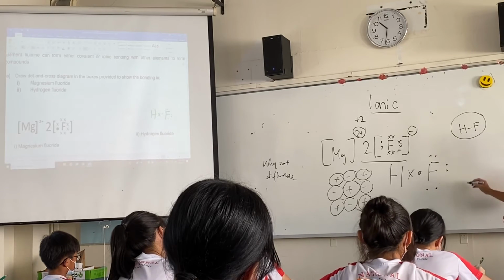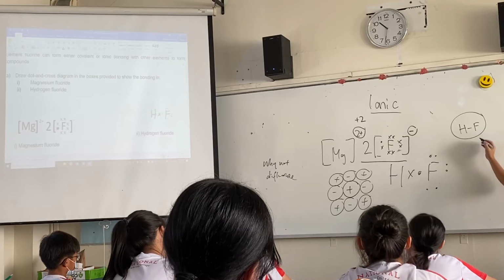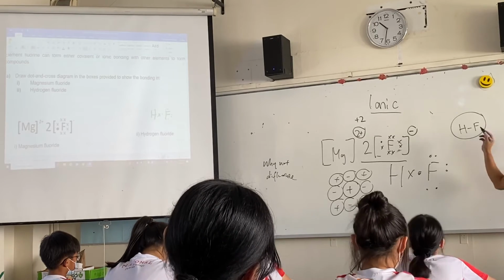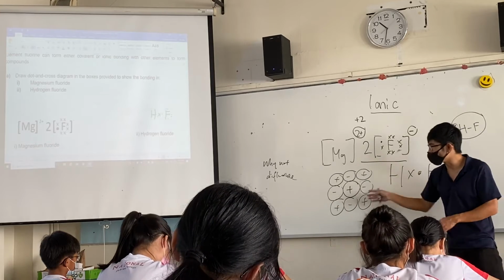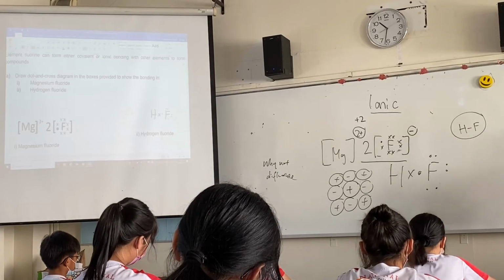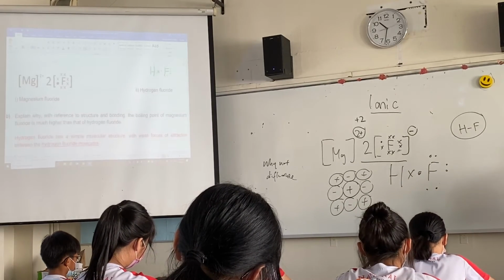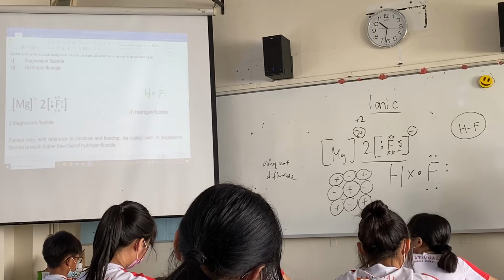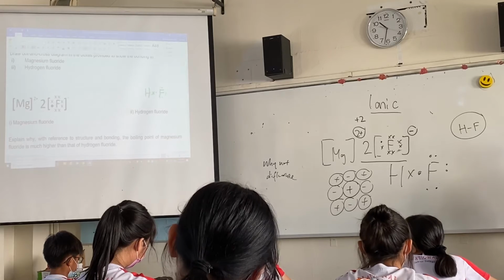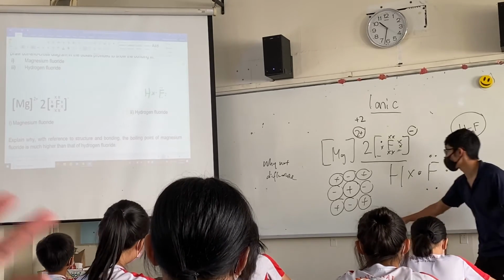So usually for covalent compounds, you reflect the number of each element present, because they are within one molecule only. A giant lattice is too big, we don't reflect that. Next, explain why, with reference to structure and bonding, the boiling point of magnesium fluoride is much higher than that of hydrogen fluoride.